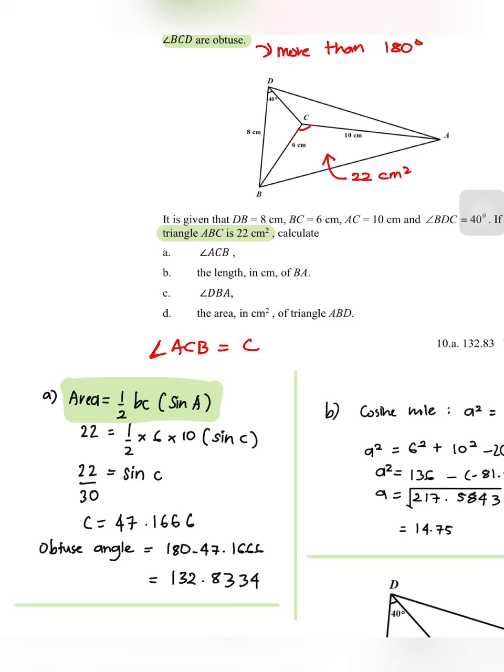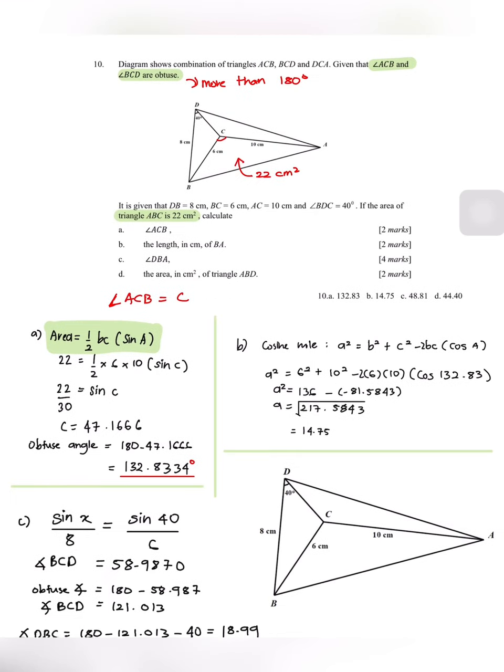Since it is an obtuse angle, as they stated in the question, it is more than 90 degrees, and this one is clearly not, so we have to find the corresponding angle. So 180 minus 47.166, and we will get the final answer, which is 132.8334 degrees.